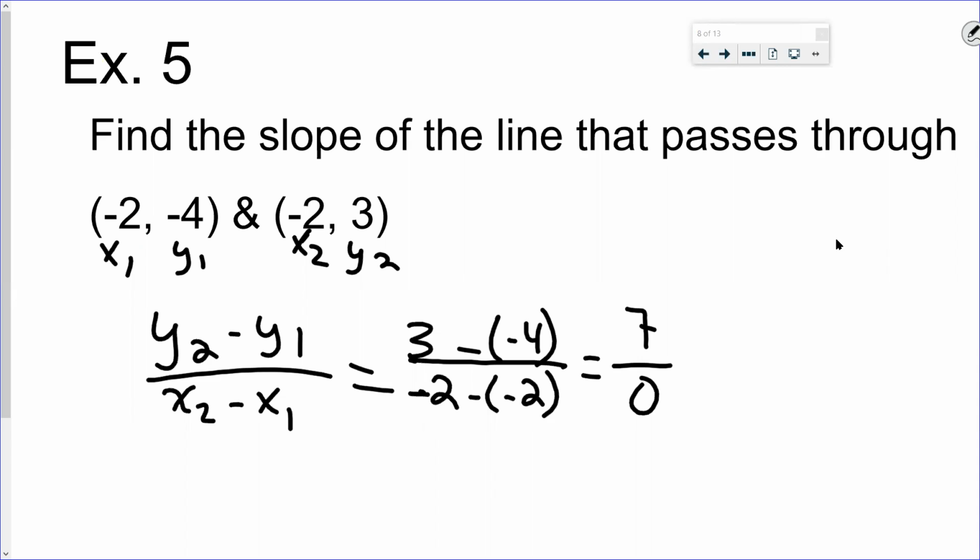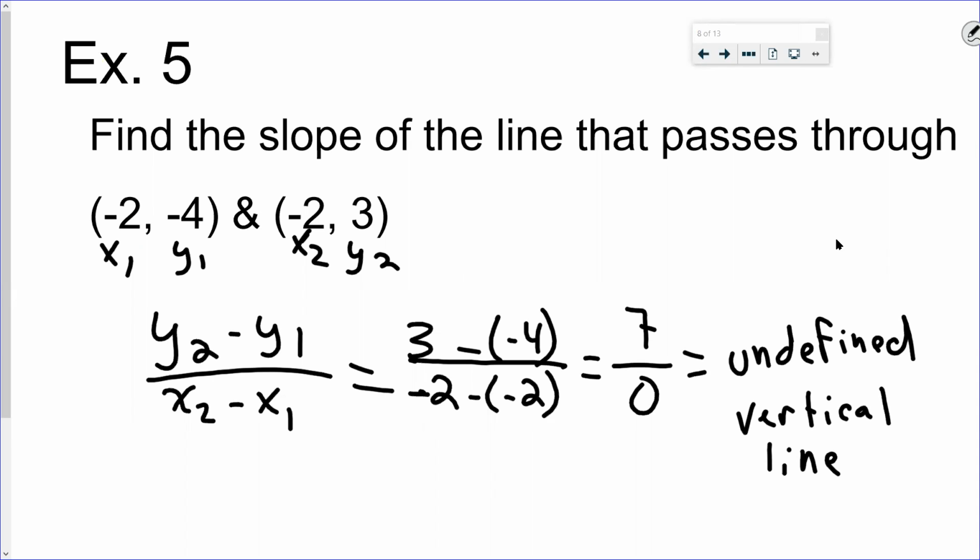Well, nothing can be divisible by 0. Okay, that just can't happen. You can't divide anything by 0. If you have $7, you can't split it between 0 people. It just doesn't happen. So if you have 0 in the denominator, your slope is undefined. And if you have an undefined slope, it is a vertical line. So an undefined slope is a vertical line, right? And that means our denominator is 0.